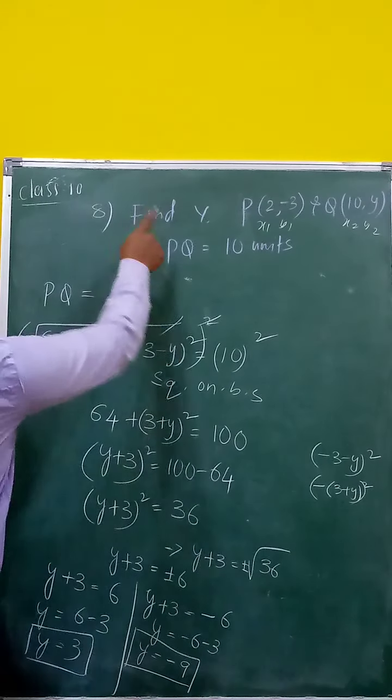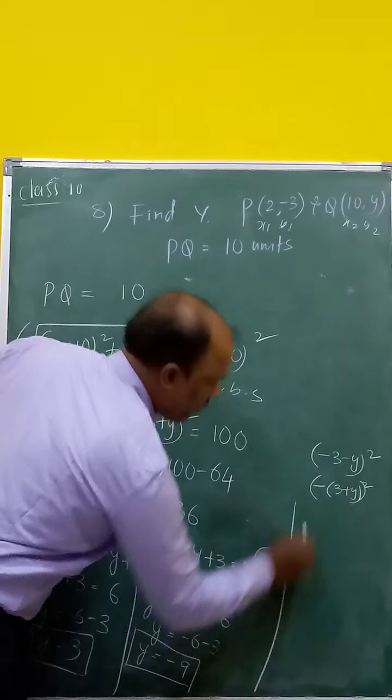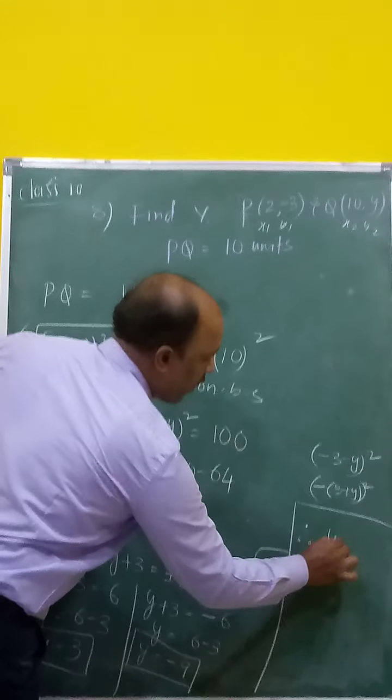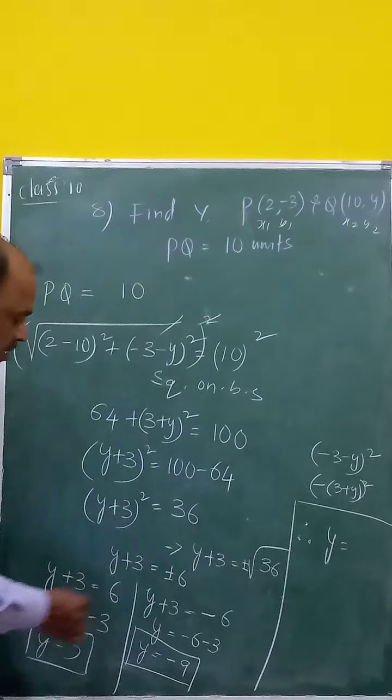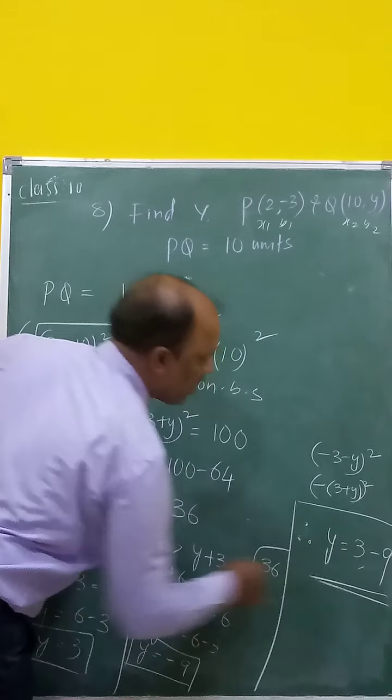What is asked here? Find the values of y. The values we got, therefore the values of y are 3 and another one is minus 9. This is the answer.